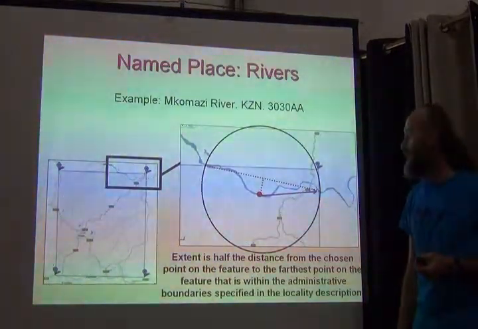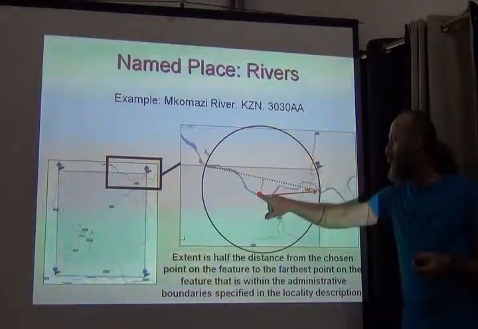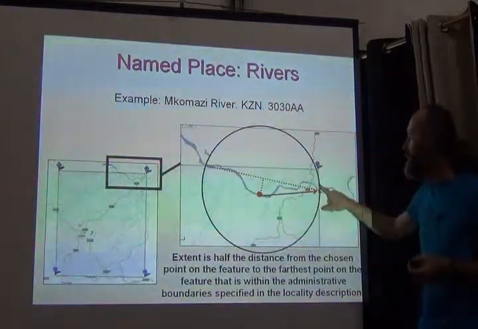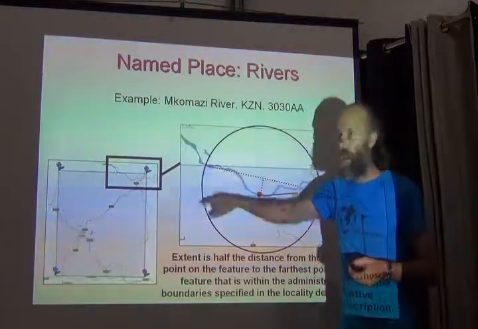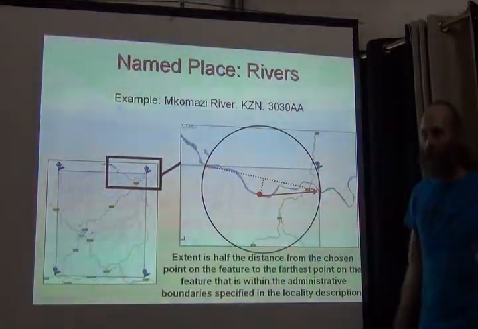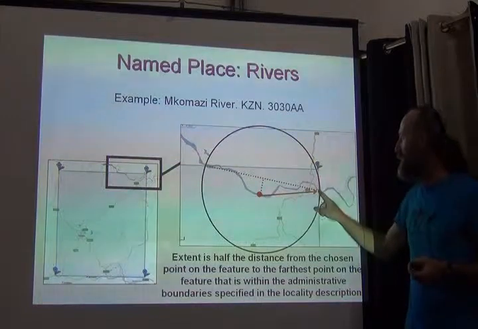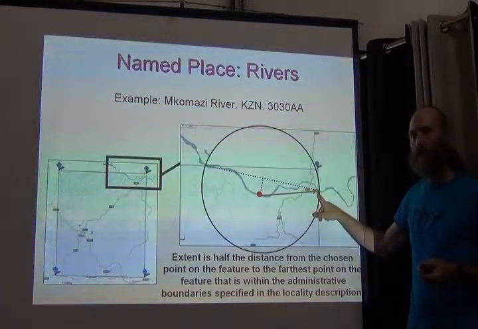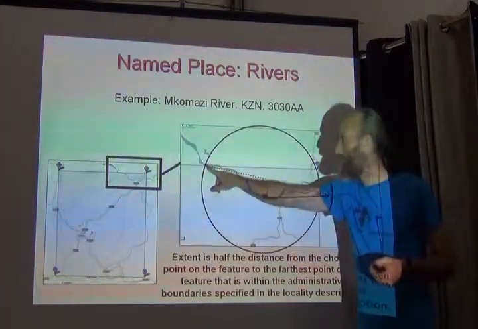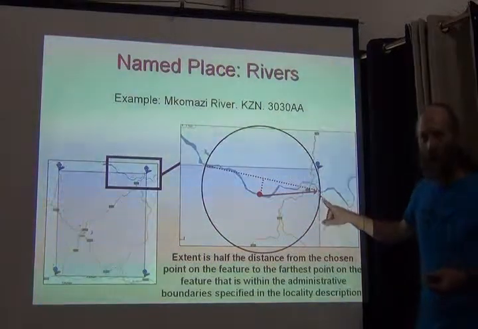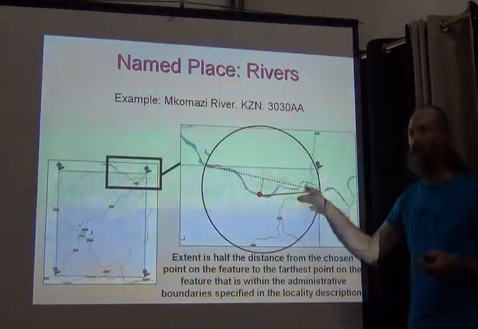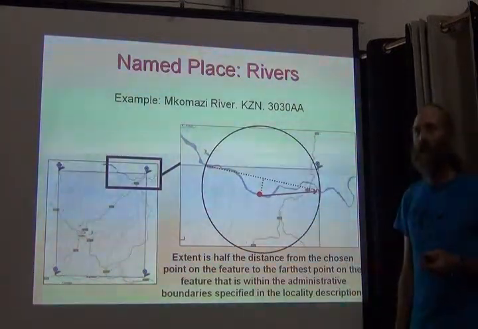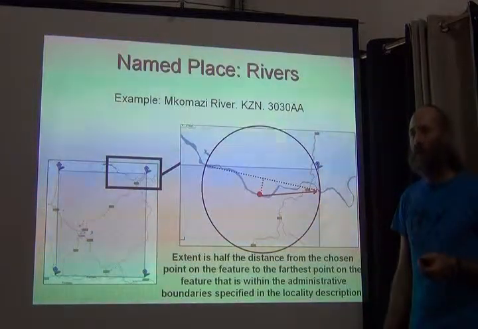And now, to get the final georeference, I need to go from that point and make a circle that includes this and includes that. How do I do that? I figure out which one's furthest from the center. Whichever one's furthest from the center, I draw the line there, and my circle contains all of it. So that's the point radius representation of a segment of a river. The same thing would happen for a road.